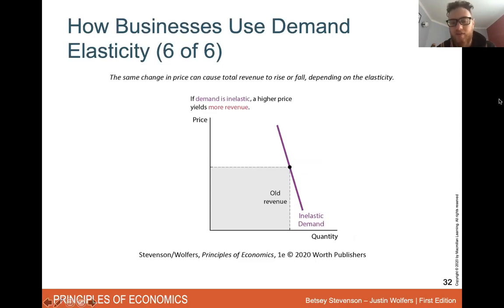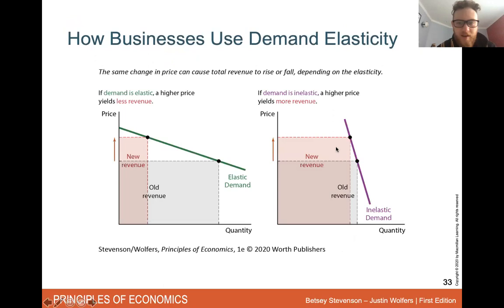Old revenue. Oh, wait. Okay, we didn't get it like that. All right. Old revenue, new revenue. You see this box of revenue is a lot bigger than this little box. The same change in price can cause total revenue to rise or fall depending on the elasticity.